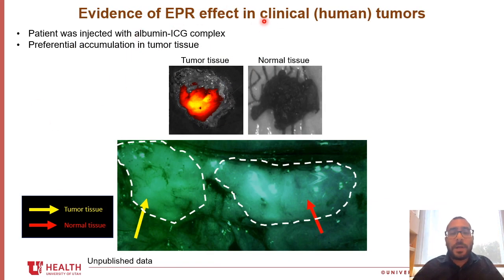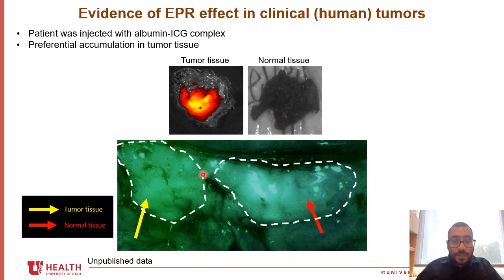Then there is evidence of EPR in clinical tumors as well. So here you can see this particular patient was injected with indocyanine green. Indocyanine green is an FDA approved imaging agent that can be injected into humans. When the tumor was put into the instrument, it read the fluorescence of indocyanine green, but there was no indocyanine green present in the normal tissue, because it went into the tumor and not into the normal tissue.